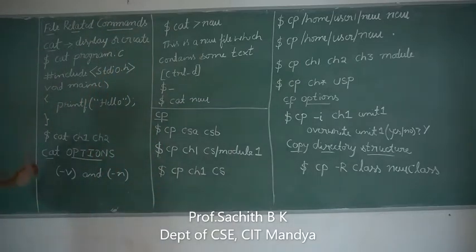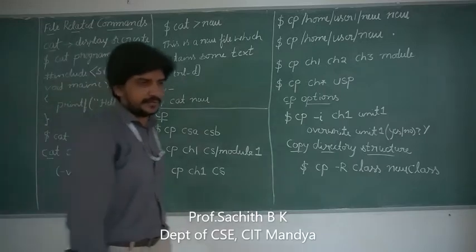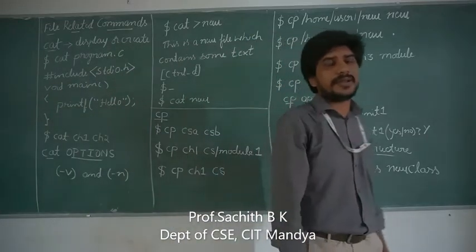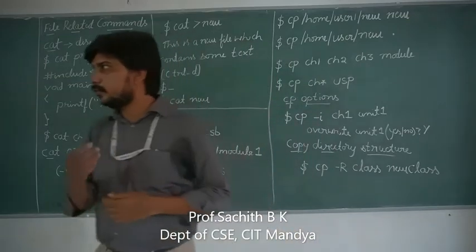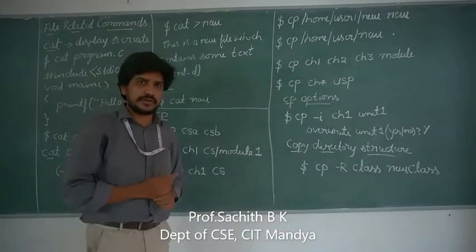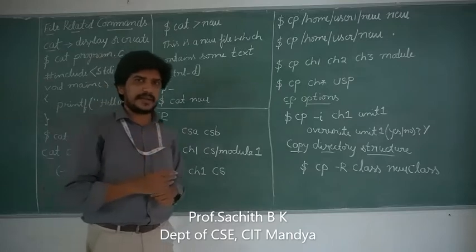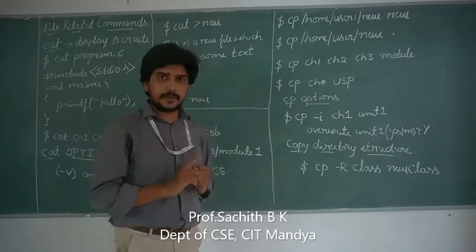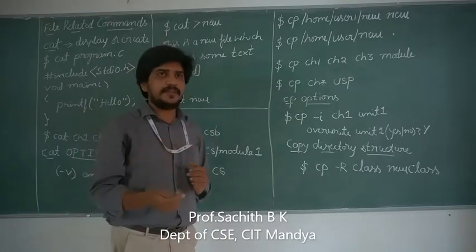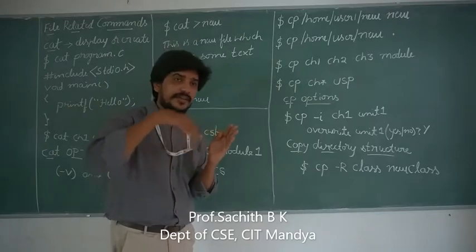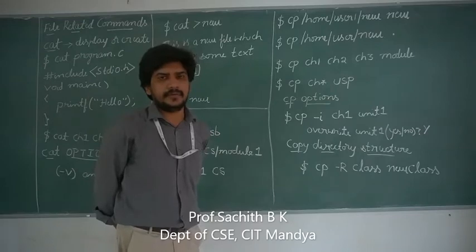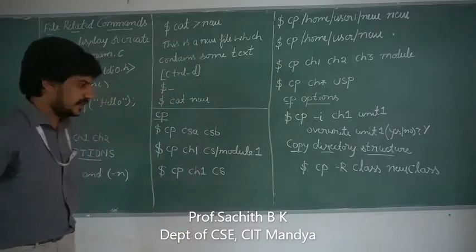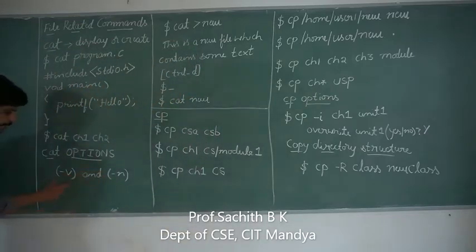So the next thing is there are some options you can use with respect to the cat command. What is the cat command used for? You now know the two major functions of the cat command, and how to display two files at a time. Apart from this, there are some options, extra facilities that are available to the cat command. So two major options available with the cat command are -v and -n.